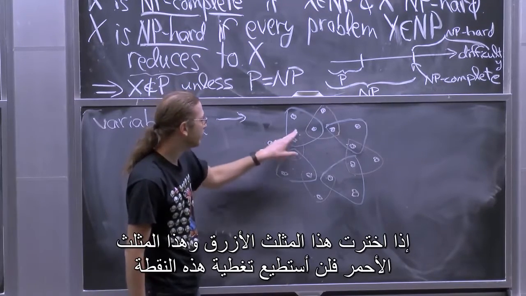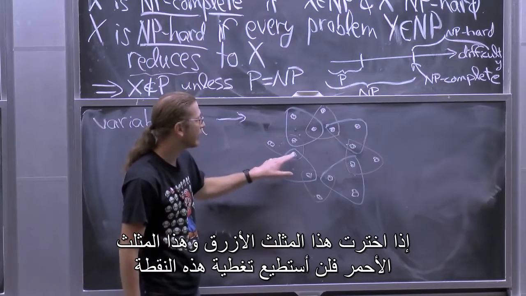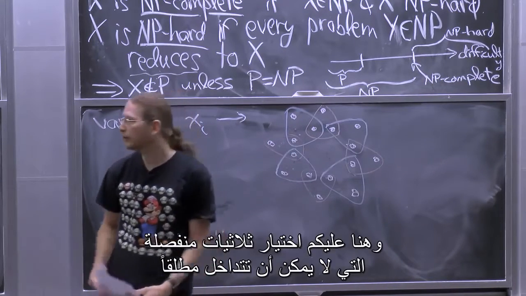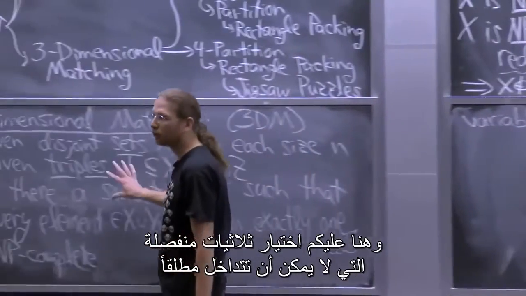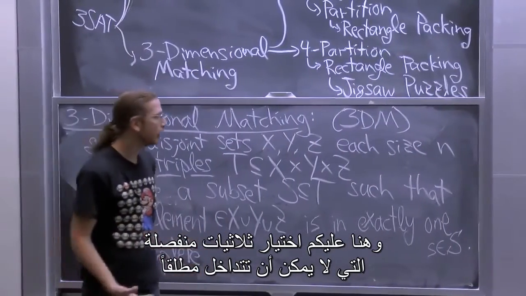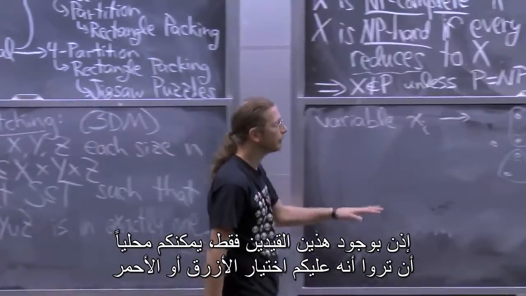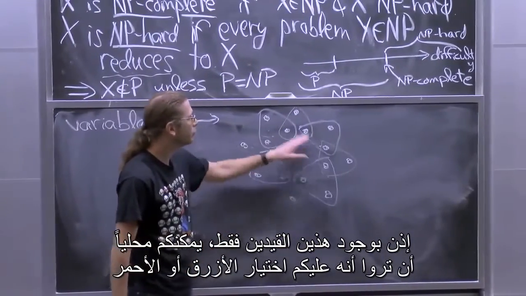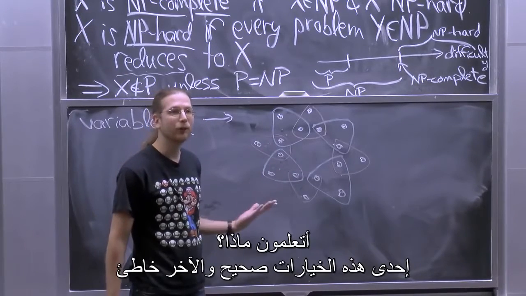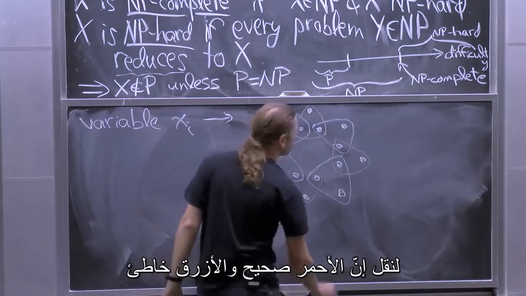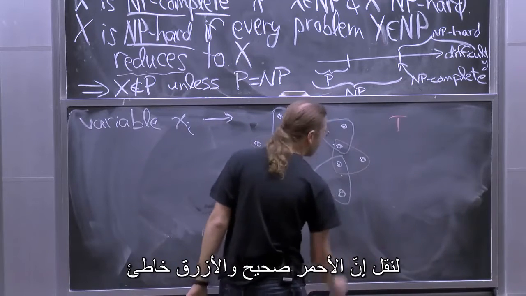If I choose this blue and this red, then I can't cover this point, because both of these would overlap those two. And over here, you have to choose disjoint triples. They can't overlap at all. And everybody has to get covered. So just given those constraints, locally, you can see you have to choose red or blue. Guess what? One of them is true. The other one is false. Okay, let's say that red is true and blue is false.